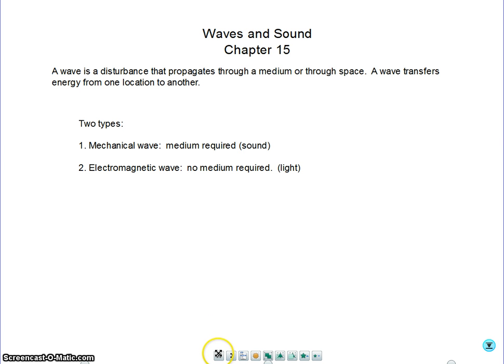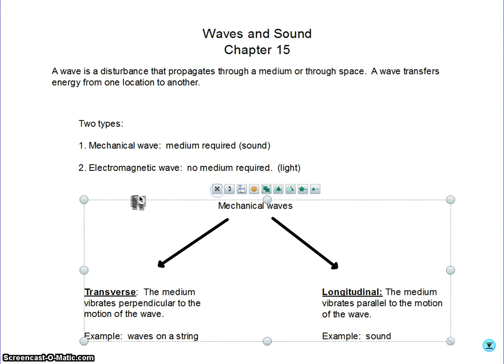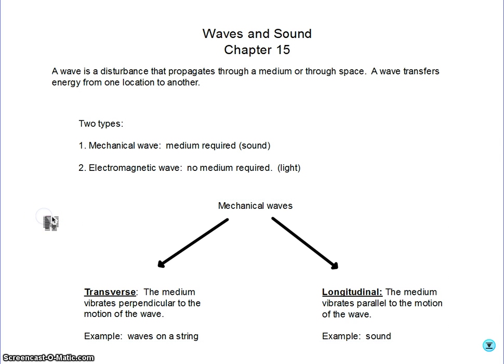Now, mechanical waves can be broken down into two different categories based on how the wave moves in relation to the medium. Those two types of mechanical waves are called transverse and longitudinal. With transverse waves, the wave moves, say, left to right, and the medium would move up and down. That means that the medium moves perpendicular to the motion of the wave. With longitudinal waves, if the wave is moving from left to right, the medium is also moving left to right. And I will give you an example of each of these.